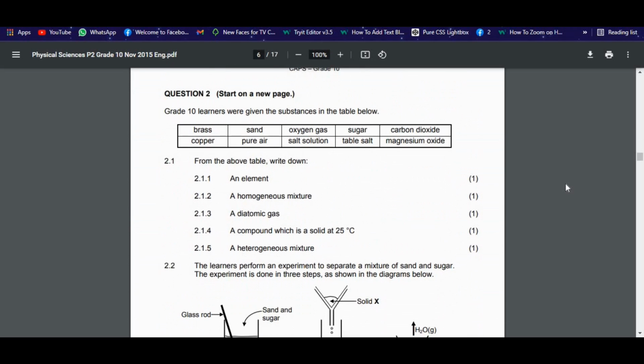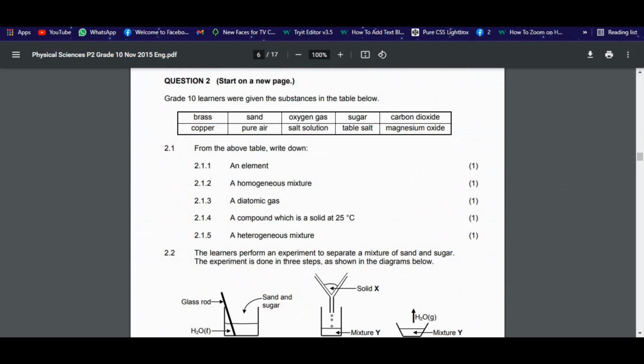So question 2, we'll actually do this together. I'll decide which questions maybe I'll give you to do on your own, if I decide to do that at all. But I'll be mainly looking to do these questions with you guys. So question 2 here of this paper says start on a new page. Very important. Start each question on a new page. Get into that habit, because with grade 12 they're going to require you to start each question on a new page. Alright, so grade 10 learners were given the substances in the table below.